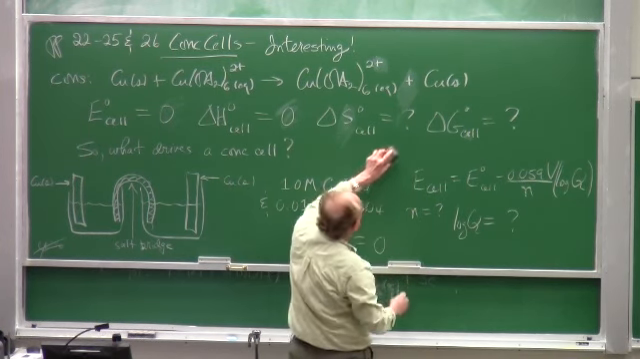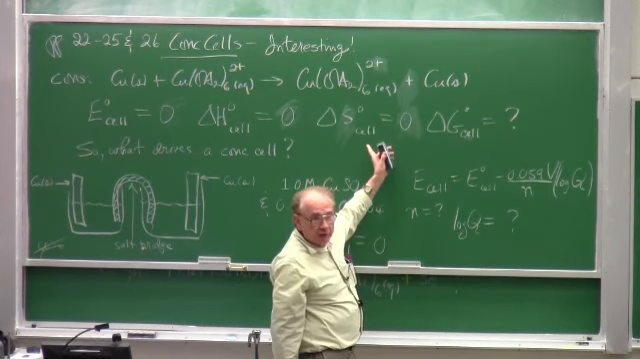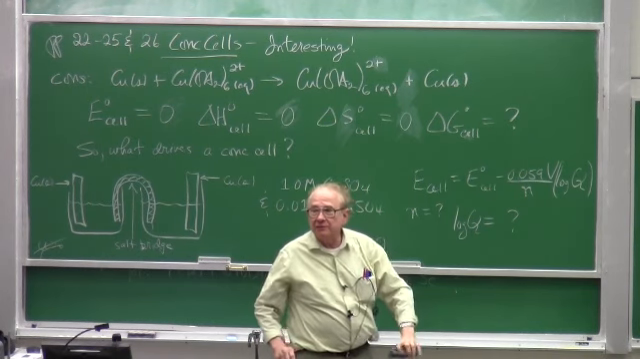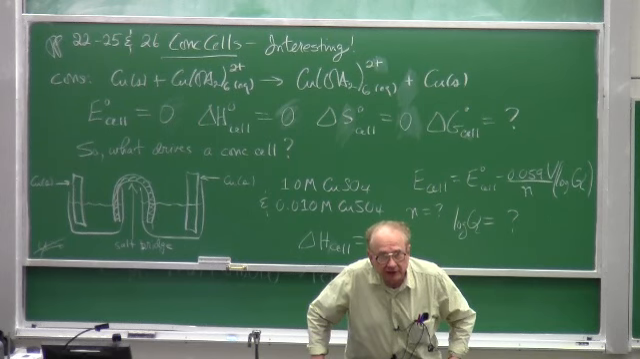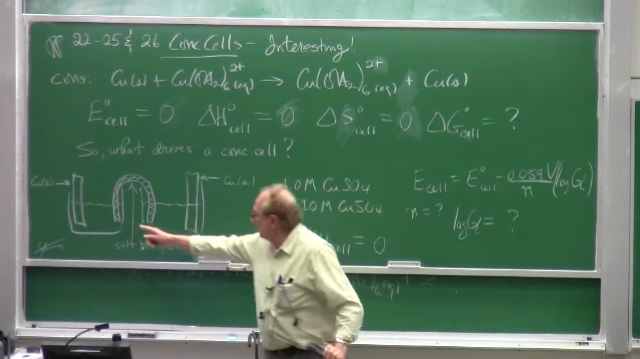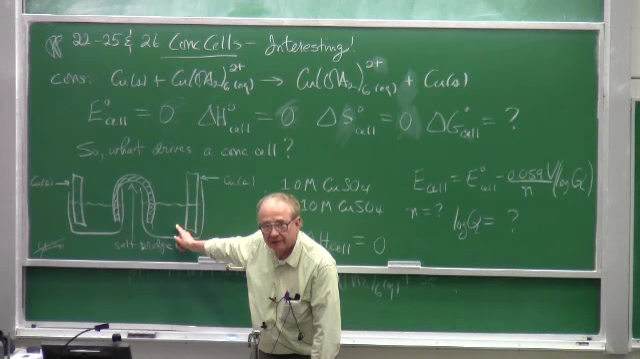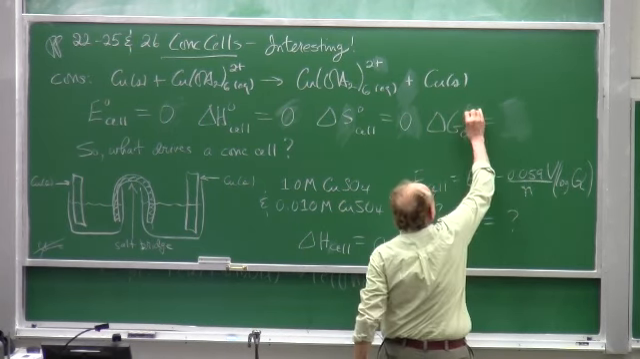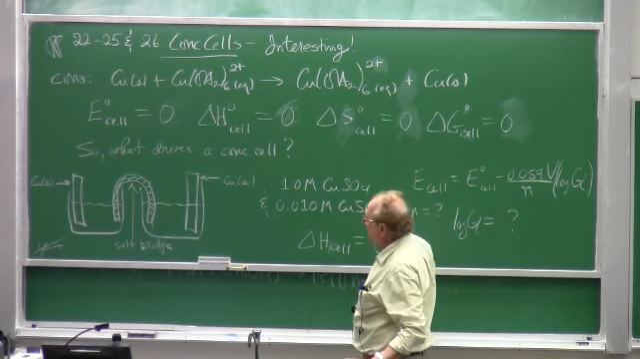What's delta S? Zero for a concentration cell. Because this is change in entropy under standard state conditions. And standard state conditions mean hydrated copper ion is present at 1 molar. Well, if I've got hydrated copper ion at 1 molar here and hydrated copper ion at 1 molar here, am I going to get net electron transfer? Nope. Well, then what's delta G? Zero. I mean, if E0 cell is zero, then delta G zero has got to be zero.